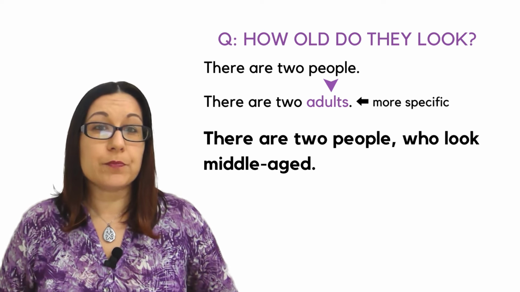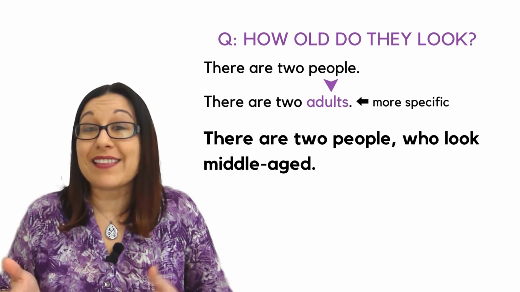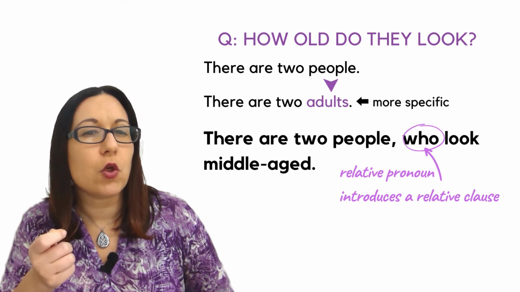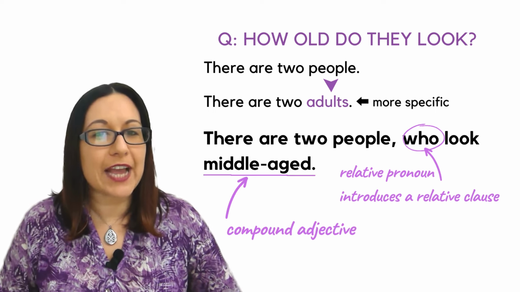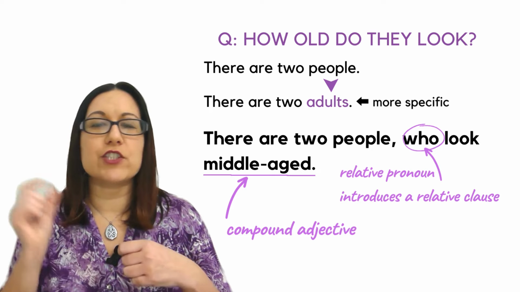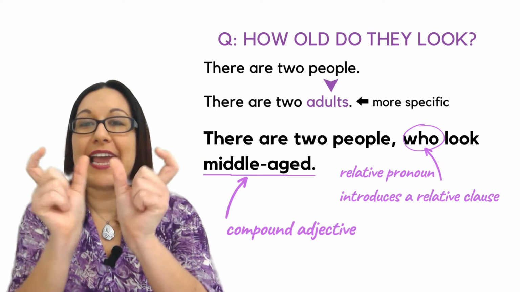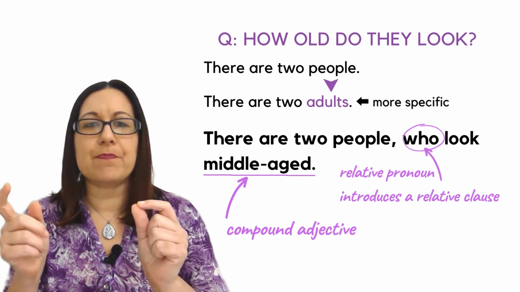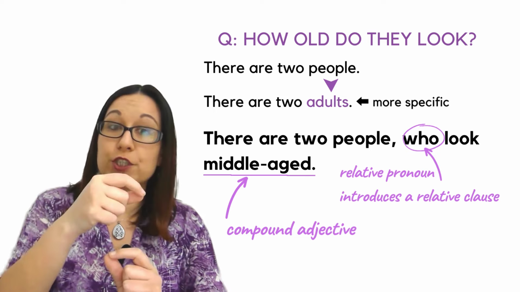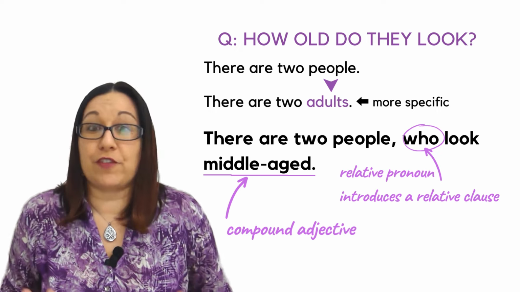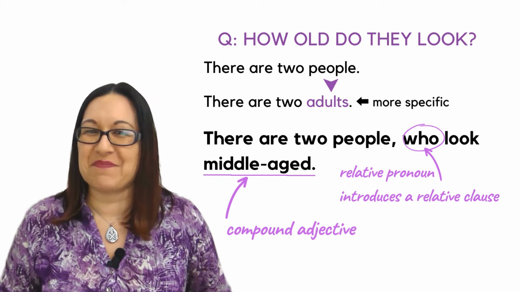There are two people who look middle-aged. Ooh, this is longer, so it is less concise, but it does have a nice relative clause. Who look, we're describing those people. And it's got a compound adjective. A compound adjective is just when you have two different modifiers and you're linking them together. Middle-aged. You cannot separate them and say a middle person. No, it's a middle-aged person. Now, this is quite a small picture, so if you think they are young adults as opposed to middle-aged adults, that's fine. It's just an example.